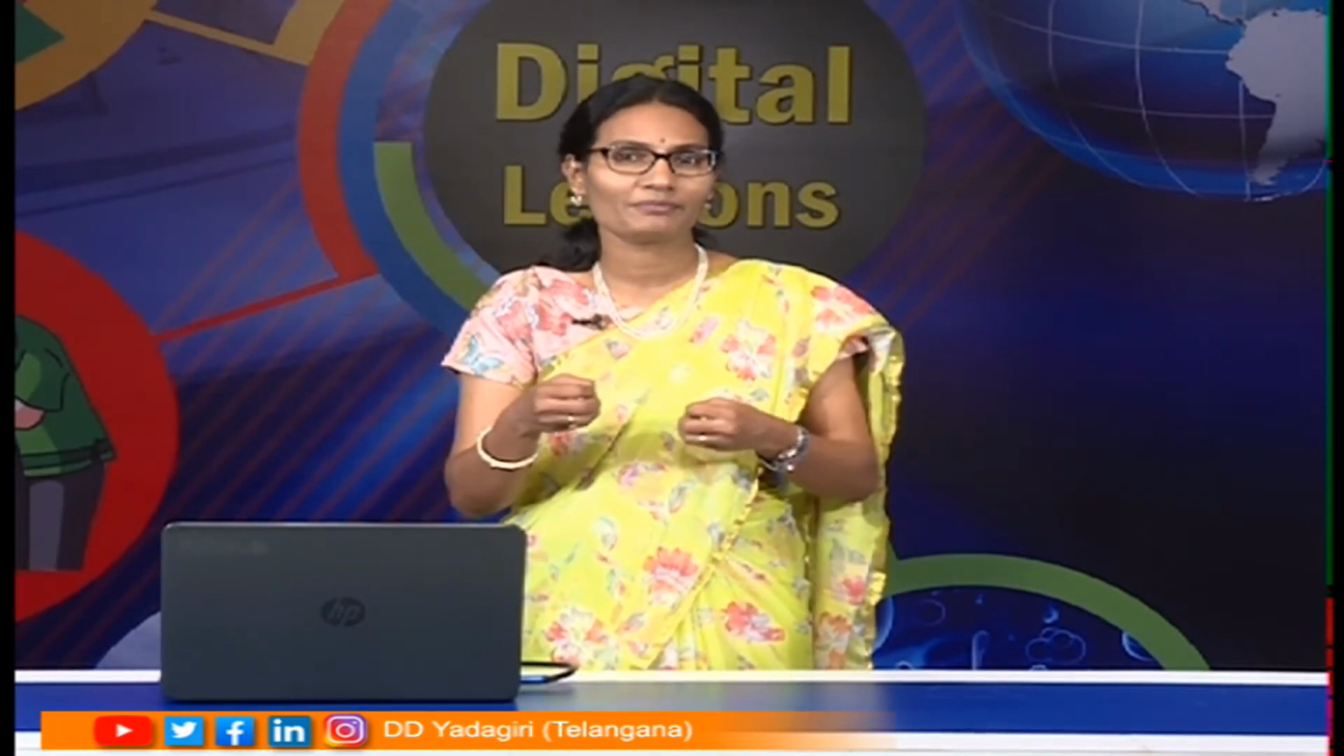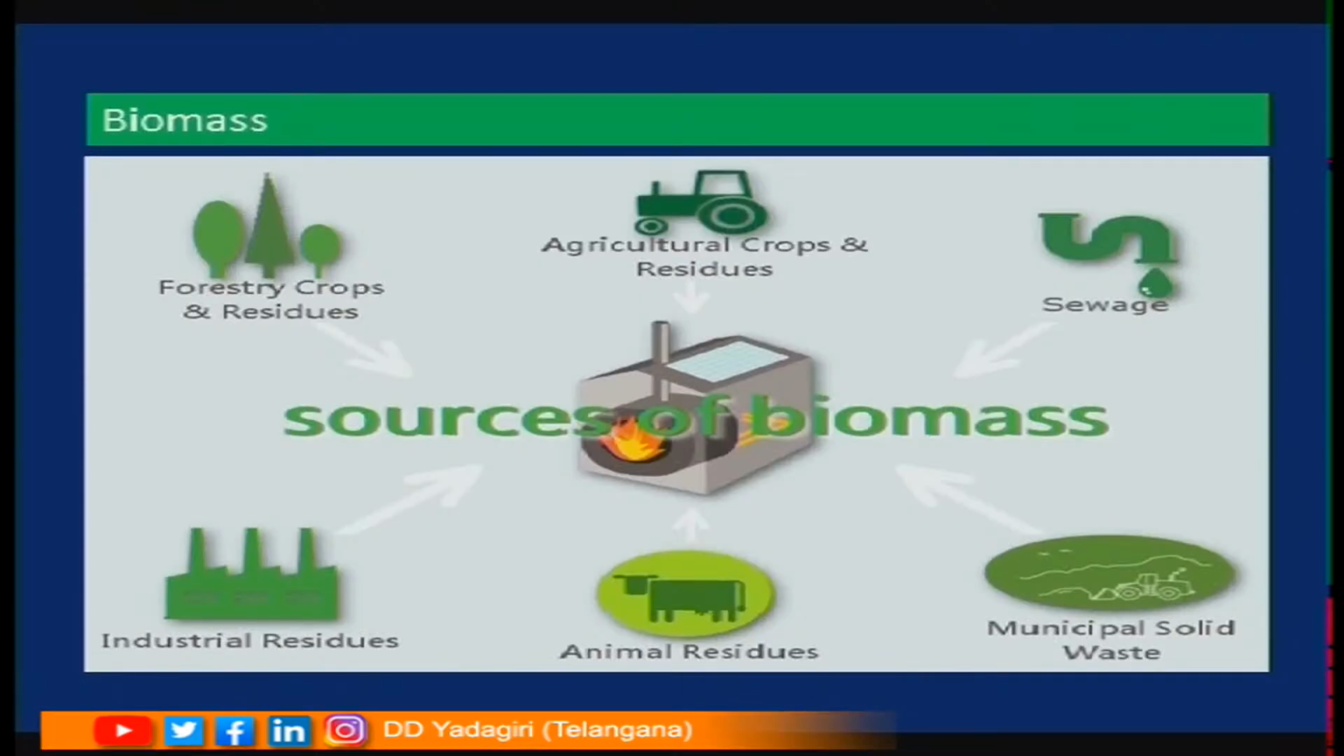So, what is this biomass? Children, see here, biomass means the dry waste of plants and animals. When we remove the liquid from this, whatever dry waste is there will be the biomass. Forest crops and residues, agriculture crops and residues, sewage, industrial residues, animal residues, and municipal solid waste. From all these we get the dry waste, and this is the source of biomass, and this can be used as a fuel.